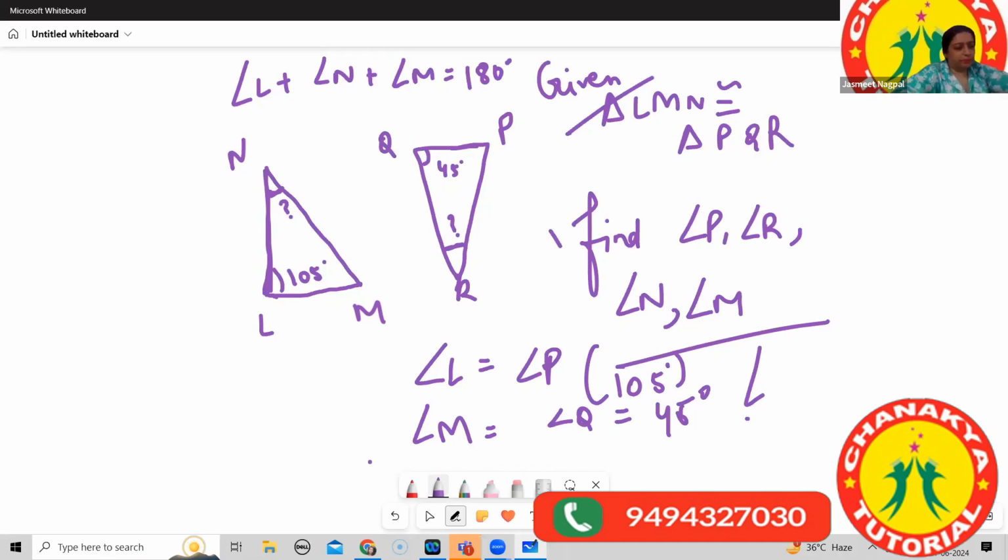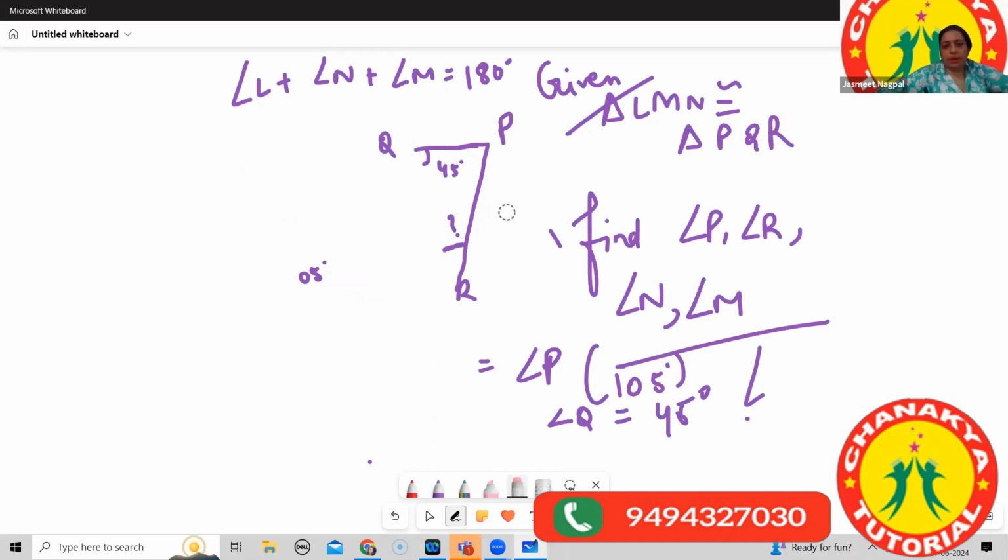Okay. Understood, ma'am. Yes, Rohit. Yes, ma'am, I understood. Okay. Because this is congruent now, so all the angles are equal.